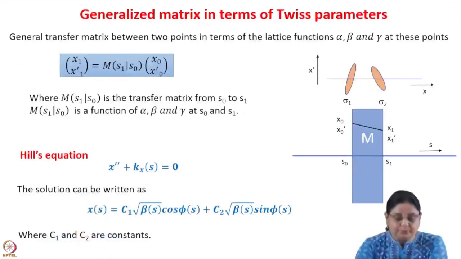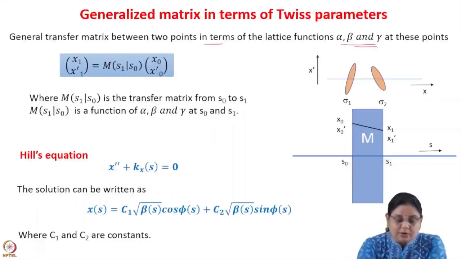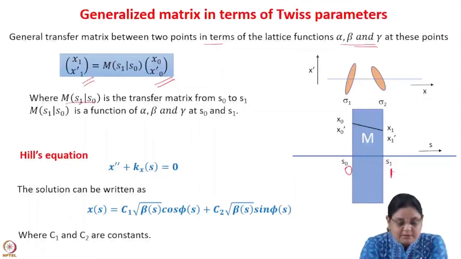Now let's calculate the general transfer matrix between two points in terms of the lattice functions alpha, beta and gamma at these points. So we can write this is the initial coordinate and this is the final coordinate. So this is S0, this is S1. So M(S1, S0) is the transfer matrix from S0 to S1, and this is a function of alpha, beta and gamma at S0 and S1.